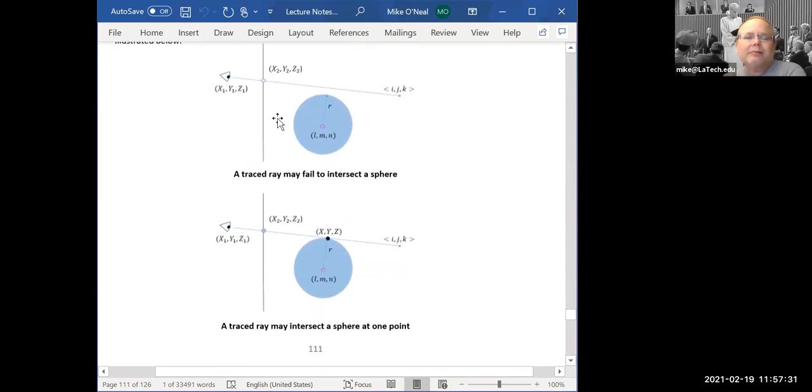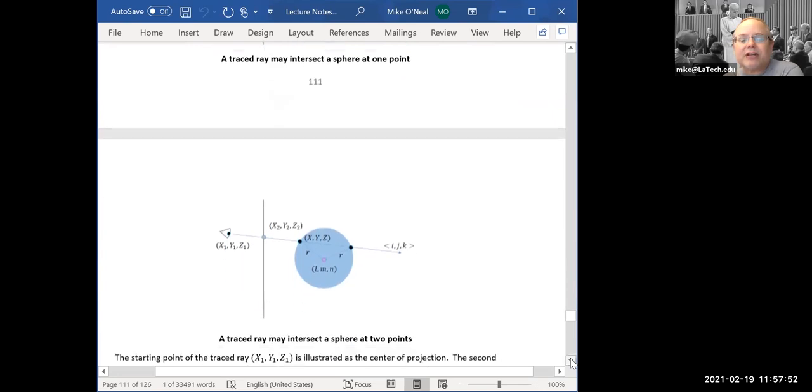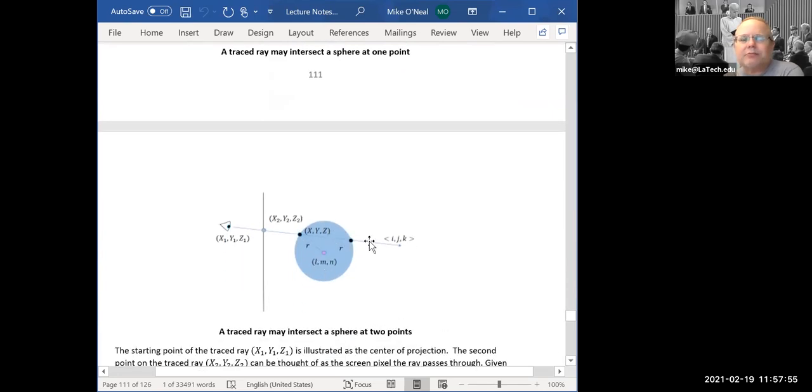A ray may fail to intersect a sphere. A ray may go by the sphere and not hit it. A ray may graze the sphere. It may hit right along the edge of it, so there's one intersection point. But more commonly, the ray is either going to miss the sphere, or if it hits it, it's going to hit it in two places, a front and a back. And if that happens, the point we're really interested in is the nearer intersection point.